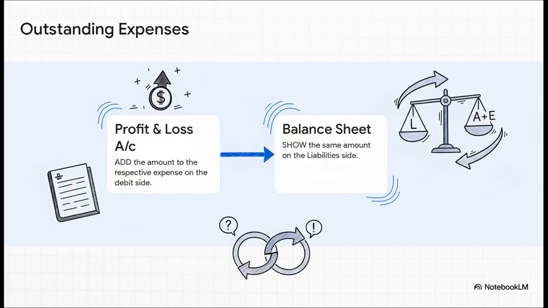So how do we handle this clue in our books? It's a simple two-step process. First, you add the unpaid amount to that expense in your profit and loss account. And second, you show that same amount on the liabilities side of your balance sheet. Yaad rakho, every clue, every adjustment has two effects. That's the whole magic of the double entry system.